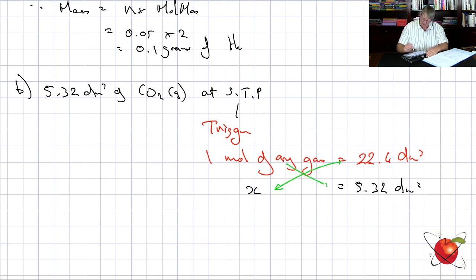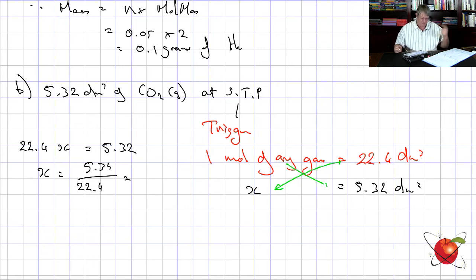So the final reckoning is 22.4 X equals 5.32. Therefore, X is 5.32 divided by 22.4, which is 0.2375. Hope everybody's with me there.